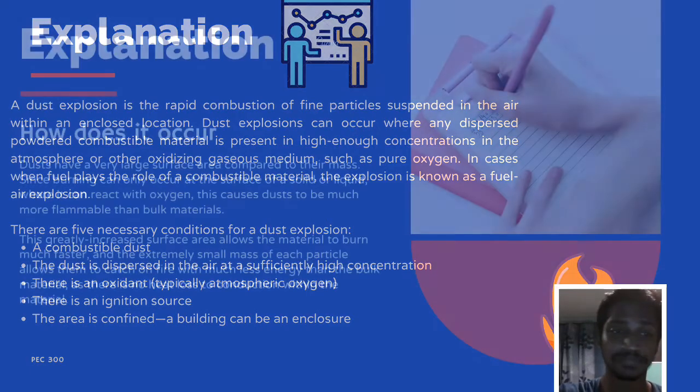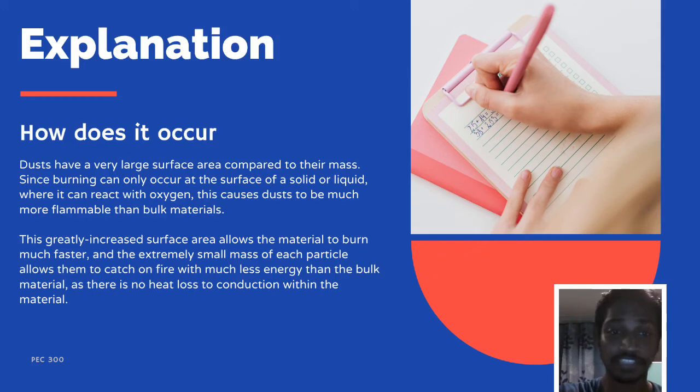So how does it occur? Dust has a very large surface area compared to its mass. Since burning can only occur at the surface of a solid or liquid, where it can react with oxygen, this causes dust to be much more flammable than bulk materials. This greatly increased surface area allows the material to burn much faster, and the extremely small mass of each particle allows them to catch fire with much less energy than bulk material, as there is no heat loss to conduction within the material. So to conclude, this was my explanation and also the results of our experiment.